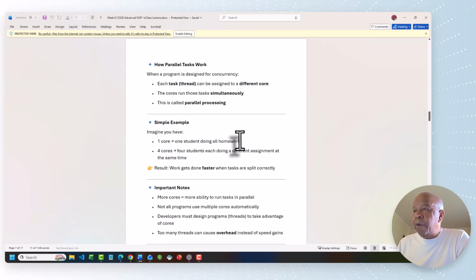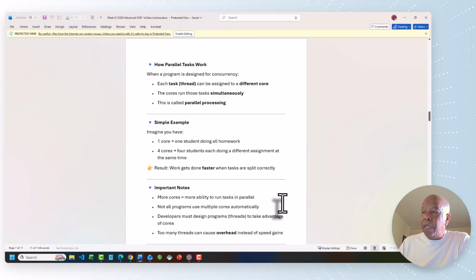Here's a simple example. Imagine you have one core, one student doing homework. Four cores, you have four students doing different assignments at the same time, in that same time period. The result: work gets done faster when the work is split correctly. Okay, important: more cores, more ability to run tasks in parallel.